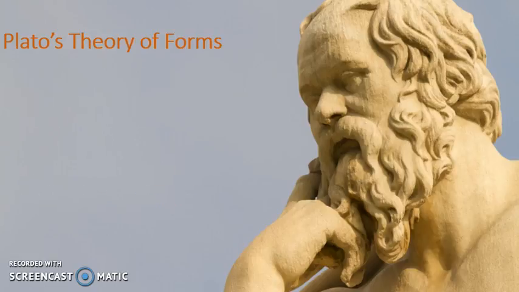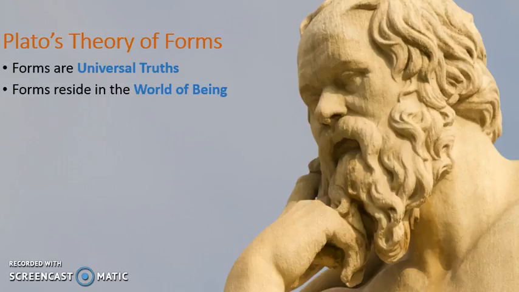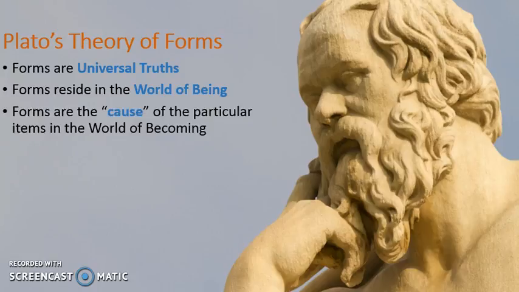Central to this idea of there being two separate worlds is Plato's theory of forms, which you've done a lot of reading about and which will be a big part of your exam this week. According to Plato, forms are universal truths. They reside in the world of being, not in the world of becoming, so they reside someplace else, not here with us. And these forms are the cause of the particular items in the world of becoming. So we have lots of things here in our world, and the reason that they exist is because there is a form that exists for them in the world of being.